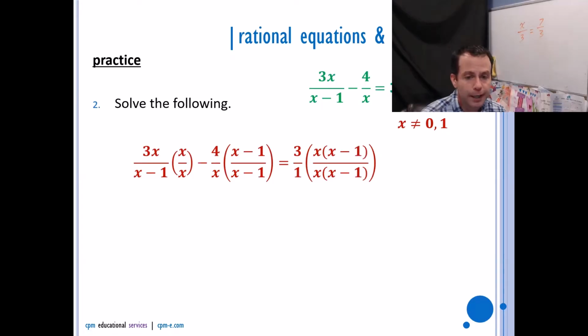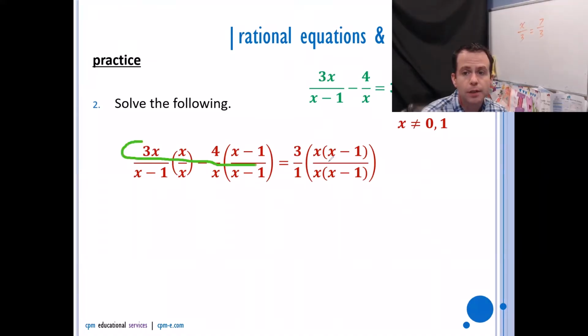On the first fraction, I didn't have the x, so I stuck an x on the bottom, and then whatever I do on the bottom, I have to do to the top. On the second fraction, I didn't have the x minus 1, so I stuck it on the bottom, but whatever I do on the bottom, I have to do to the top. On the last guy, I didn't have either of them, so I had to put the x there, and I had to put the x minus 1 there. Okay, so now, although it looks messy, that all has a common denominator now, which means I could just pull out the numerators.